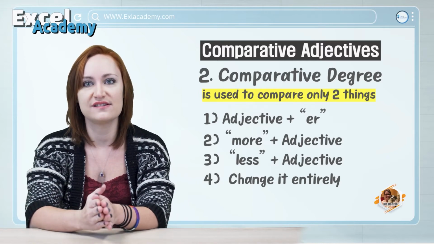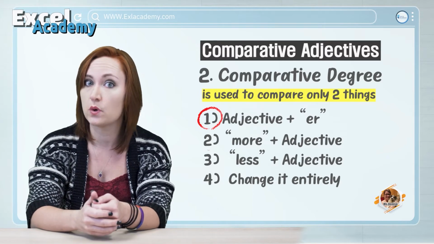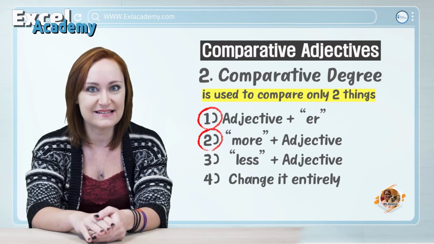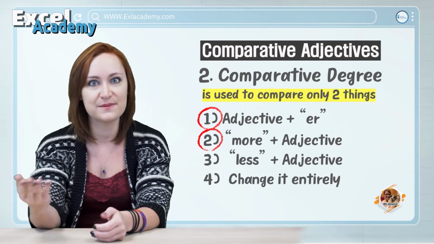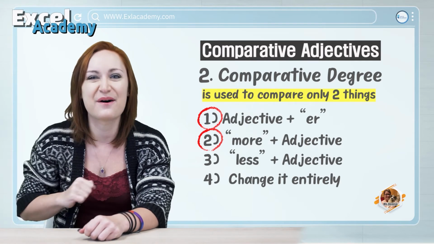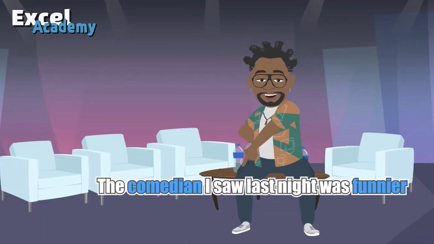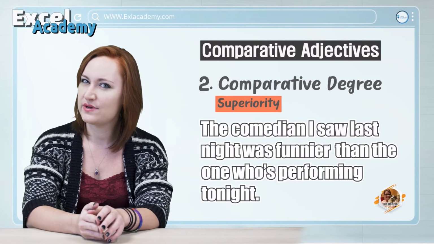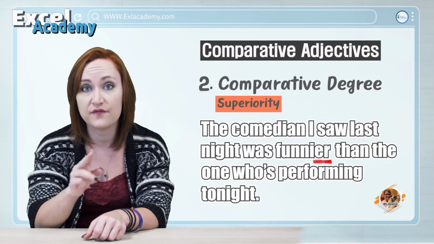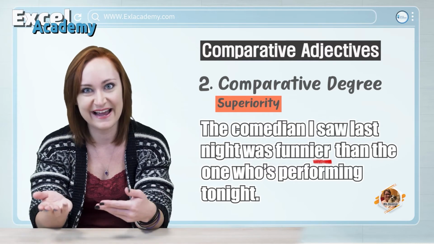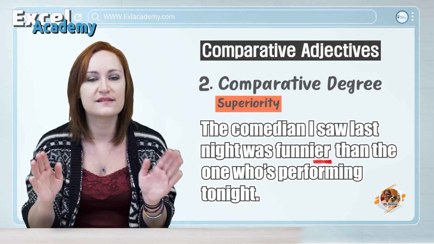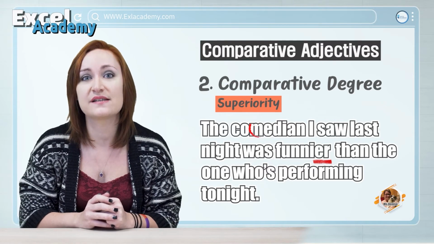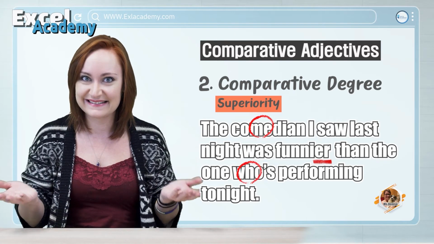The first 2 changes, adding ER to the adjective or using more with the adjective, are both comparatives of superiority. This means that they show that something is better than or superior to something else. Let's see how this works. The comedian I saw last night was funnier than the one who's performing tonight. Notice that we added the suffix ER to the funny and that we changed the Y to an I to create the comparative form. It's a lot easier than it looks, I promise. This comparative of superiority states that the previous comedian was superior to the current comedian.